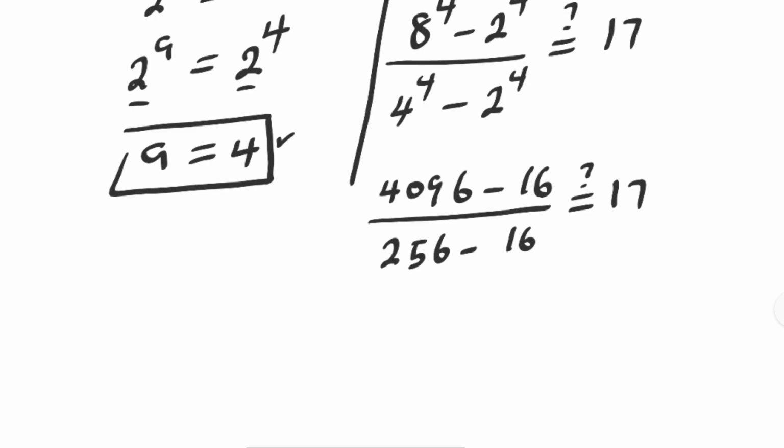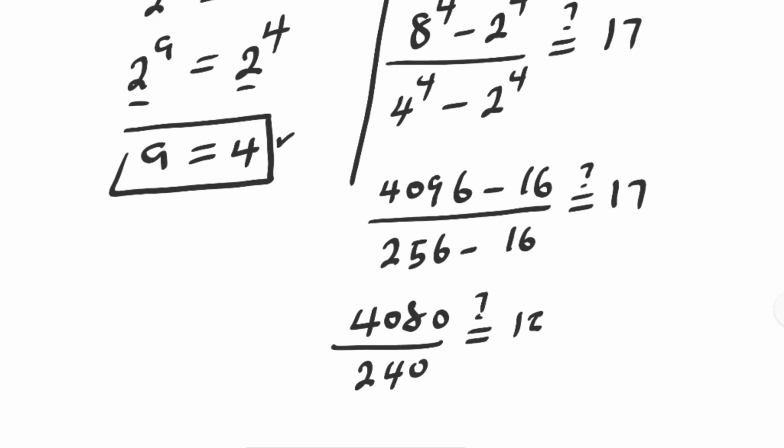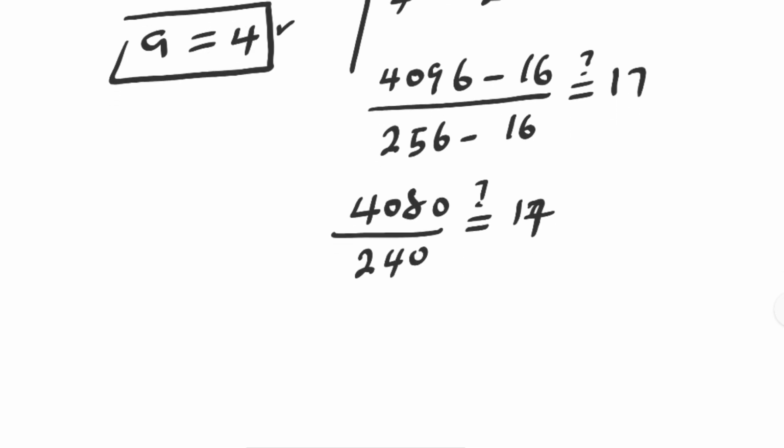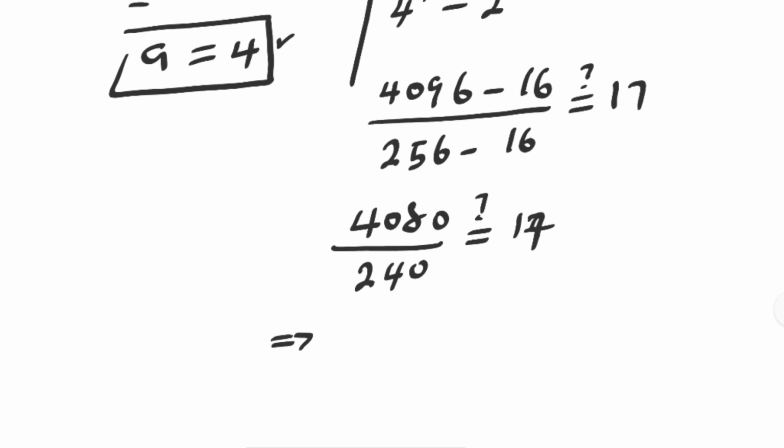4096 minus 16, this is 4080, divided by 256 minus 16, that is 240, must be equal to 17. Then if you divide 4080 by 240, here we have 17 is equal to 17, which is true.